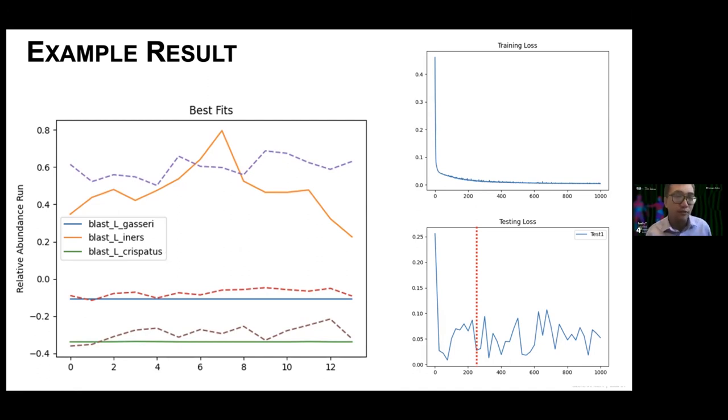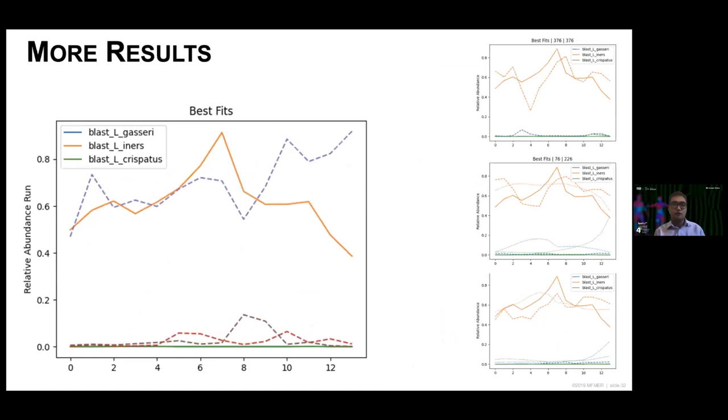And so here's one of the example results we have. You can see that the solid lines here are the real data and the dotted lines are the predictions. The relative abundance is rescaled so that the average relative abundance for each microbe across the entire training set sits at zero. And I've plotted it rescaled because it's actually easier to see the separation between these different lines. And you can see that the predictions match reasonably well. That's pretty good for L. iners, L. gasseri and L. crispatus. So the major species seem to be matching. And we can do this over and over again. We can see we get reasonable results overall.